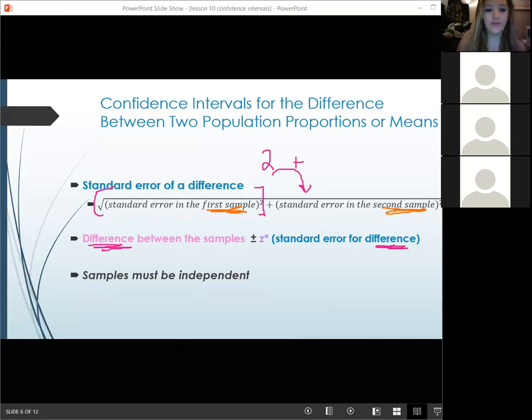A side note here: we have to make sure that our samples are independent, which means that our samples are not going to affect each other. If they do affect each other, this wouldn't really work. So you just have to make sure that if you are doing a difference between sample means or sample proportions, the samples that you obtained are independent here.